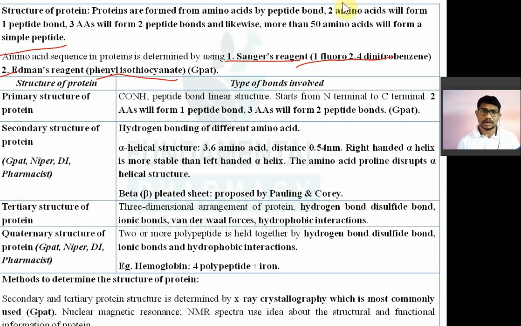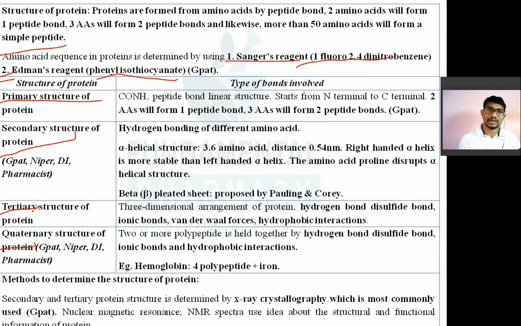Now the structure of protein. You have different structures of protein, depending upon the organization. So protein structure will be organized in three principal organization levels. First one is known as the primary structure of protein. Second one is known as the secondary structure of protein. Then the tertiary structure of protein, and then the quaternary structure of protein. These are the organizational levels of the structure of protein. So what happens in the primary structure of protein?